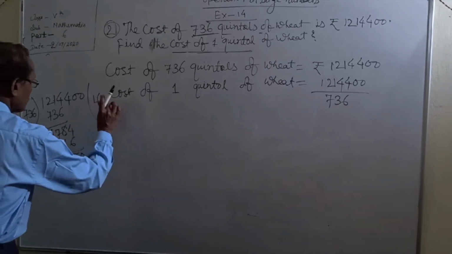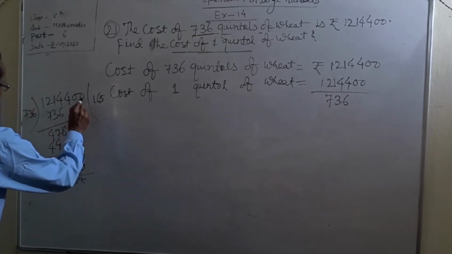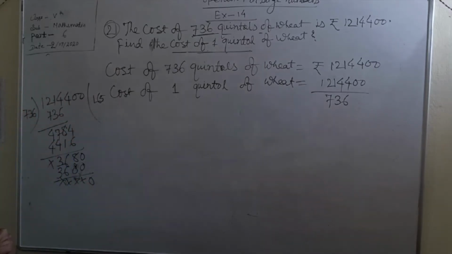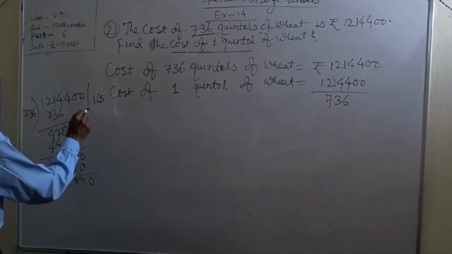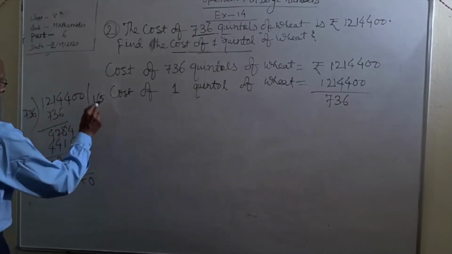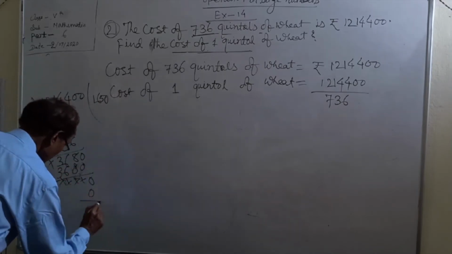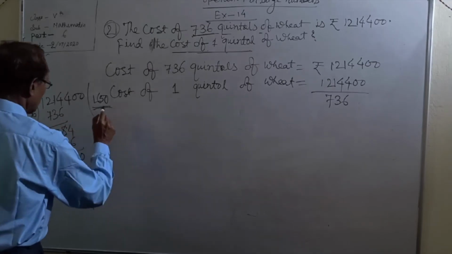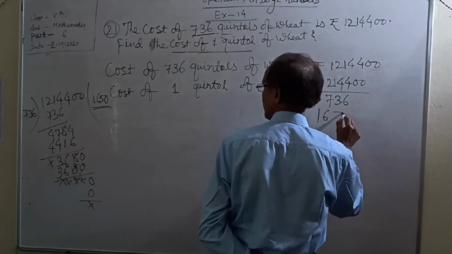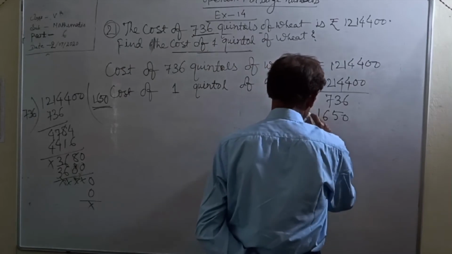5. Again, 1 0 is left in the upper part. So take 1 0 from the upper part. Again, how many times divide, again 0. So 736 0 the 0. So the answer will be 1650, 1650 rupees.